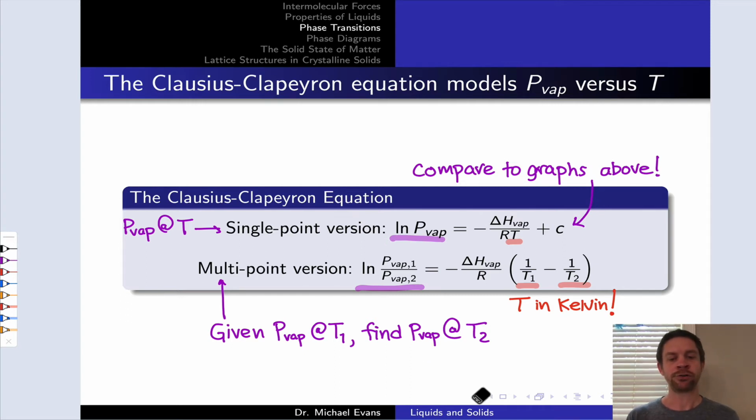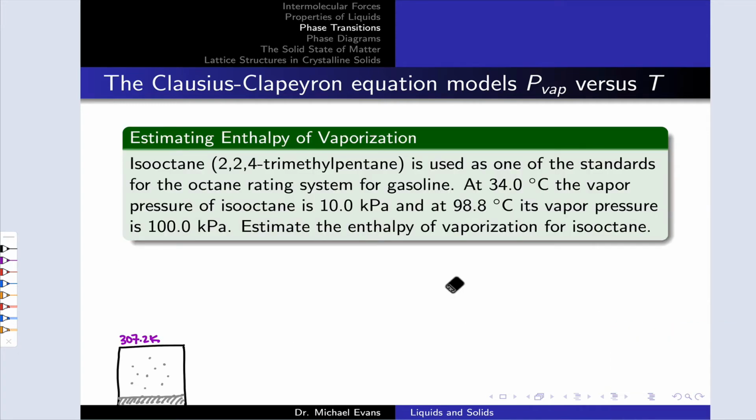You can find the vapor pressure at any other temperature, let's say T2, by applying this multi-point version of the equation where I've just taken the single point version and subtracted it from itself using 1 and 2 subscripts to throw in 2 vapor pressures and 2 temperatures. So you may apply this equation to find vapor pressures or find a temperature at which a liquid boils based on other data, things like this. It relates vapor pressure to temperature. We can also use the Clausius-Clapeyron equation with measurements of temperature and pressure to measure the enthalpy of vaporization, and this is very commonly done.